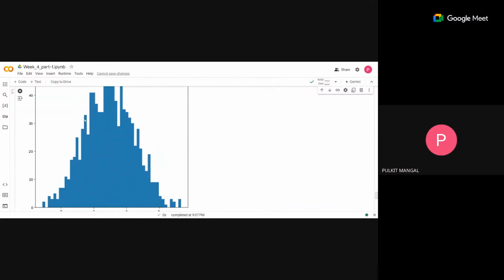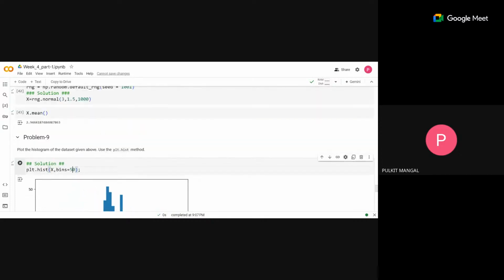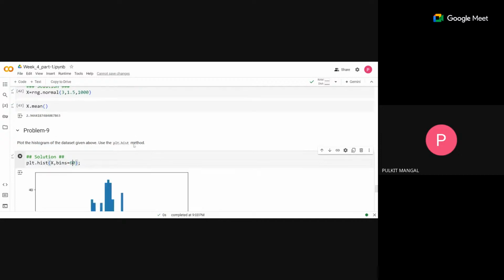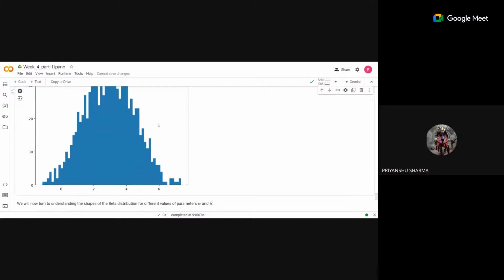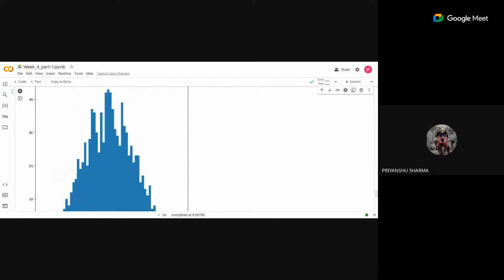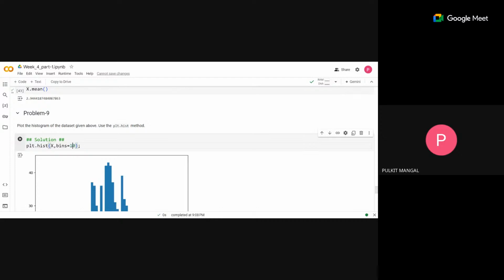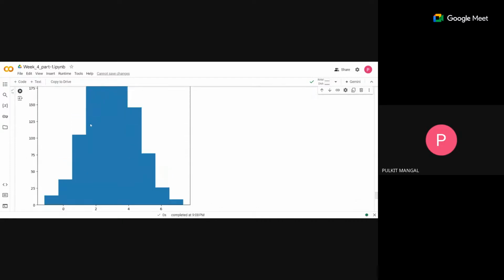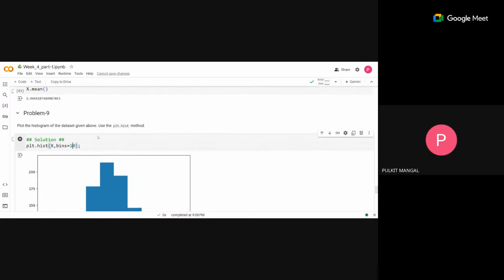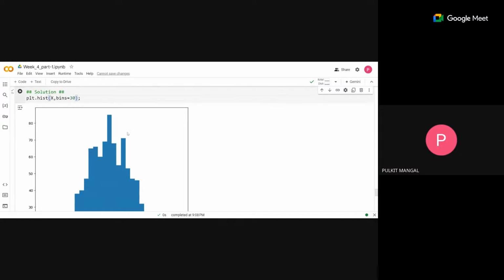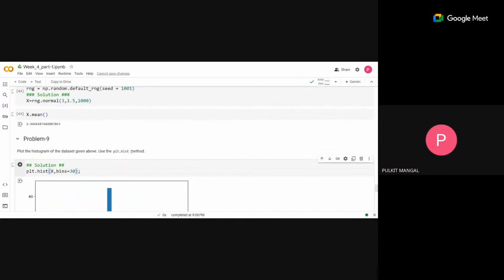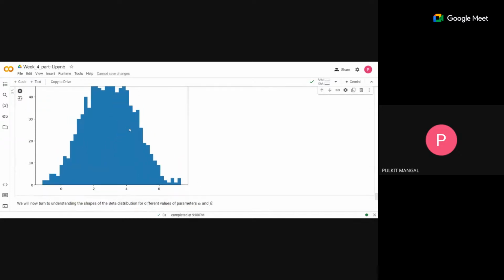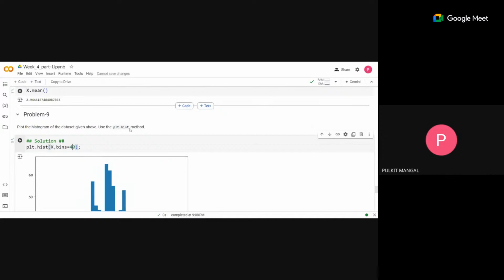Okay, 50 is not good. Should we try with a low value like 10? Okay, let's try with 10. 10, I guess, is the default value. What I was trying to find was some bell-shaped curve. Maybe the data set is not sampled very well. Okay, let's leave it.